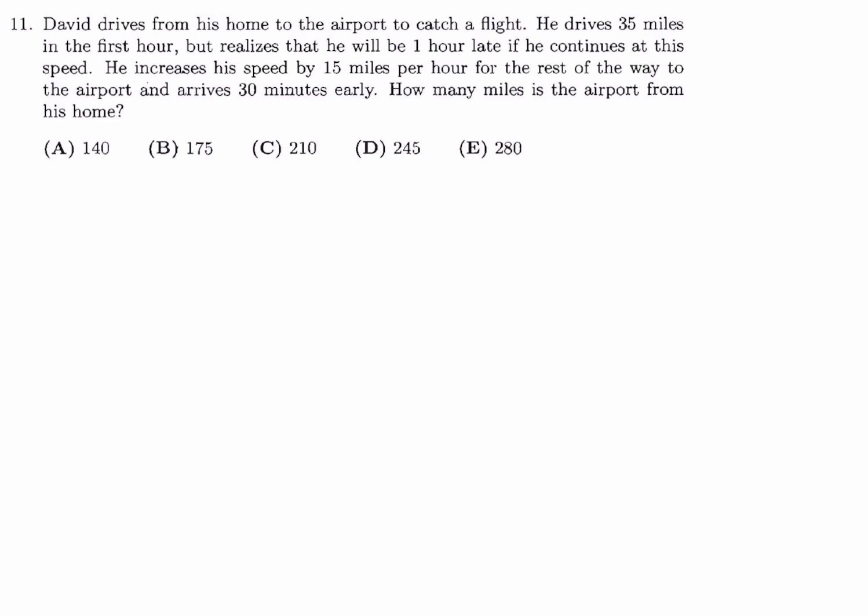Well, he is going from one point to another point, home to the airport. For the first hour, he drives at 35 miles per hour, so obviously he's covering 35 miles. And we're going to use the formula speed is equal to distance over time.